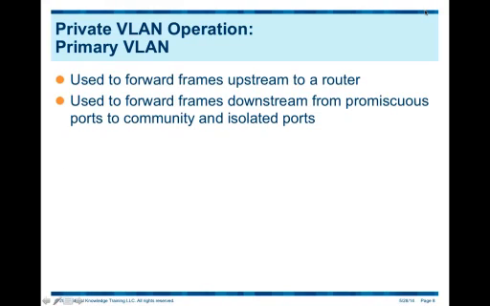Also here, used to forward frames downstream from a promiscuous port to community and isolated ports. And what we're referring to here is traffic coming through the default gateway going to access the web servers or even database servers. So in this case, the primary VLAN would be the transport to send traffic from the default gateway to the web servers or from the default gateway to the database servers.